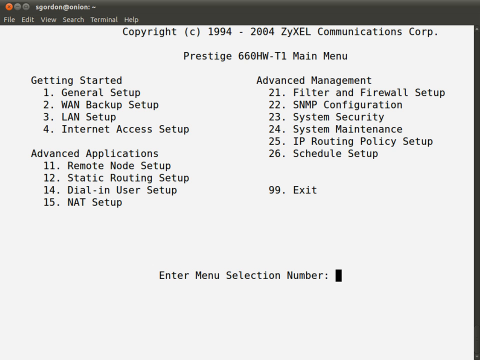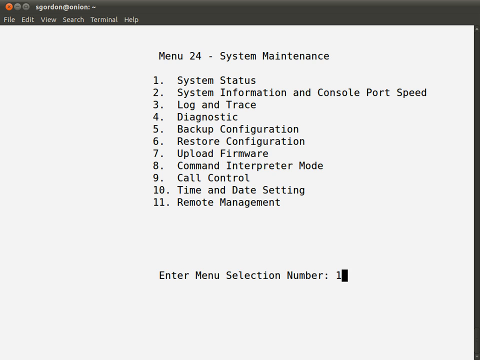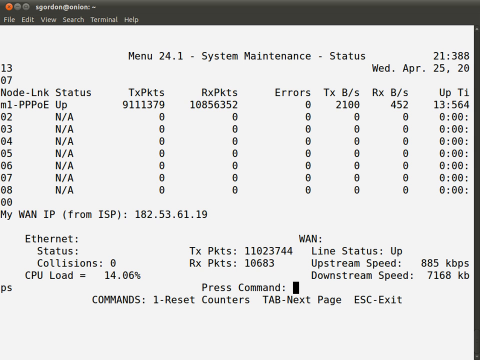What can we see about the modem? The system status will at least tell us at what speed I'm connected at the moment. Line status is up, it's working. Upstream speed, 885 kilobits per second. Downstream speed, 7,168 kilobits per second. So about 7 megabits per second download rate with that connection. That may change depending upon the quality of the line. So with ADSL, although that's the maximum that I can achieve, if I had a poor quality telephone line from here to here, it may be lower.